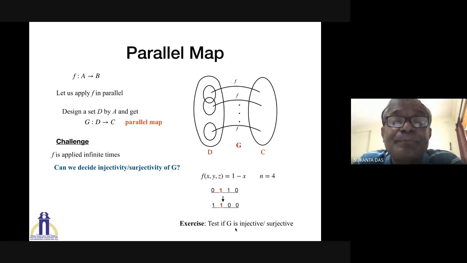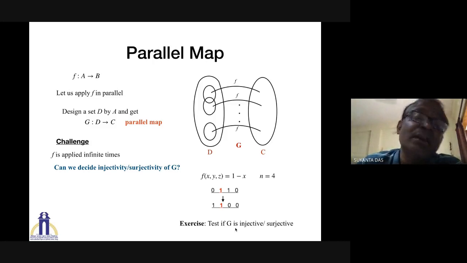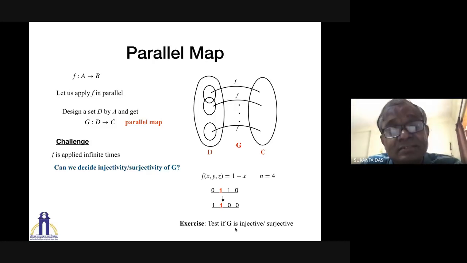So in this course, we shall address these questions several times. F is applied infinite times, but we shall try to decide injectivity and surjectivity. And we shall see some amazing results. Although in many cases injectivity and surjectivity cannot be decided, there are a good number of cases where we can decide injectivity and surjectivity of this kind of parallel map.